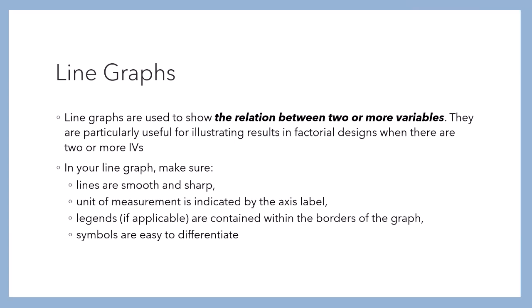If you are making a line graph, make sure that the lines are smooth and sharp. The unit of measurement is indicated by the axis label. Legends, if applicable, are contained within the borders of the graph. They're not messy and kind of going out of it. And symbols are easy to differentiate.